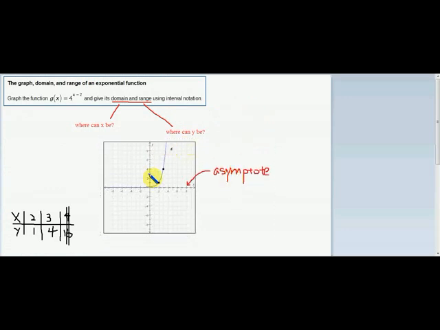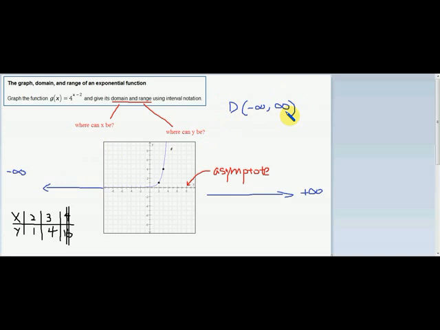Alright, so we have this graph right there. Is there a limit where x can be? X can go as far as we want, right? Any number, so positive infinity. And x can also go to the left as far as we want, negative infinity. So basically, that's your domain. Your domain is negative infinity to infinity.